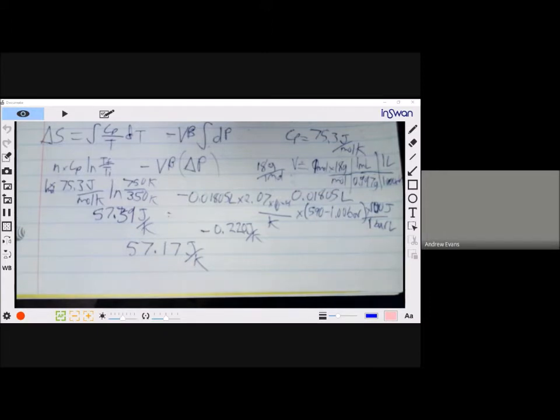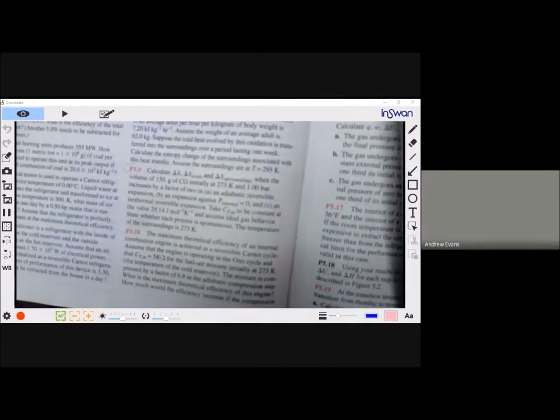We look at 2 terms at the same time. Number 9: calculate the change in entropy, the entropy total, and the entropy of the surroundings when the volume of 150 grams of CO initially at 273 Kelvin and 1 bar increases by a factor of 2 in an adiabatic reversible expansion, an expansion against P external, and an isothermal reversible expansion. Take C sub P,m to be a constant value of 29.14. Assume ideal gas behavior. State whether each process is spontaneous. The temperature of the surroundings is 273 Kelvin. So calculate the entropy of the system, surroundings, and universe in each situation.